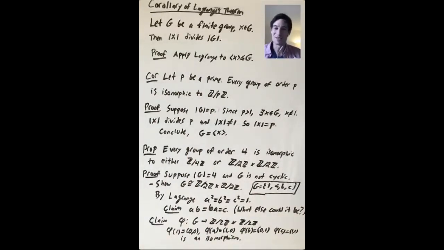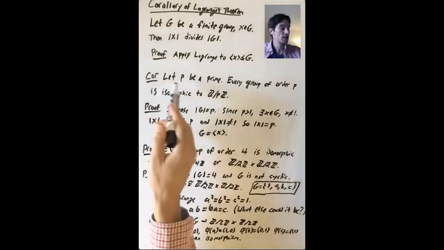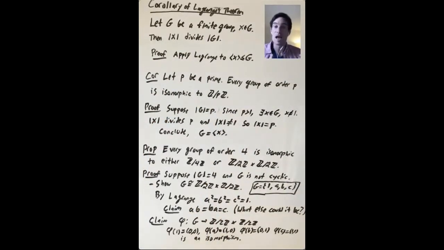Okay, this next result I'm excited about because it's the beginning of classification results for groups of given order. So this corollary says, let P be a prime. Every group of order P is isomorphic to Z mod PZ. So what's going on here is we're specifying the size of the group and saying that every group of this size is isomorphic to this. And when that size is a prime, that's the simplest that this can be. There's exactly one group of that order, and it's isomorphic to Z mod PZ.